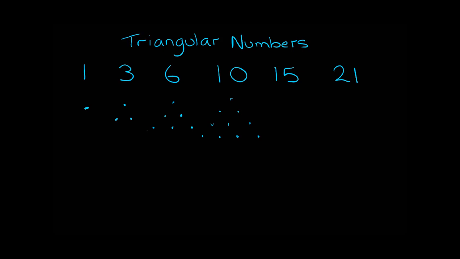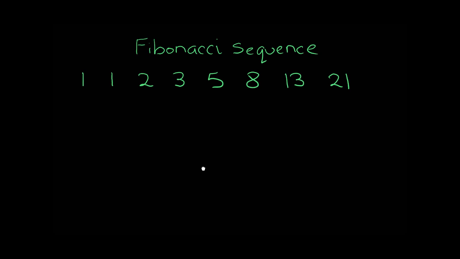So the bottom of the 6 triangle had 3 dots, the bottom of the 10 triangle had 4 dots. So to make the one that makes 15, we're going to have to add an extra line that's going to have 5 dots in it, and as you can see, the dots in the rows below always go in between the ones above. So that's triangular numbers. Now this is the Fibonacci sequence.